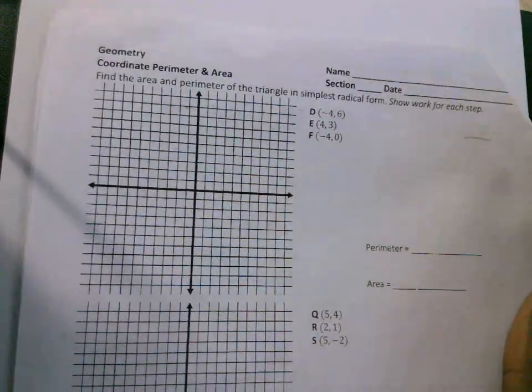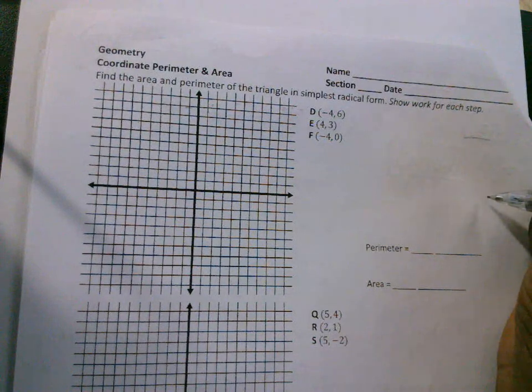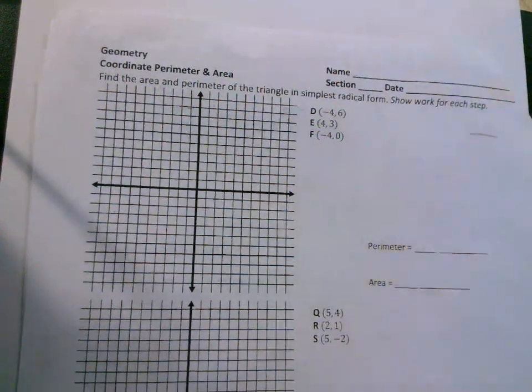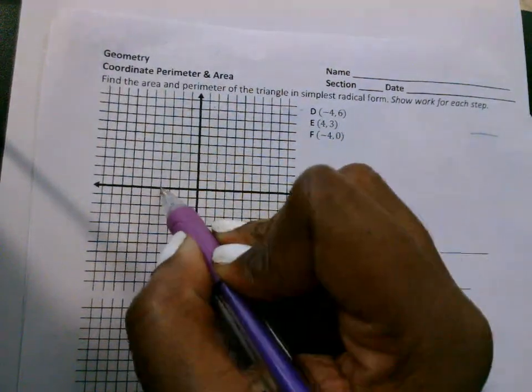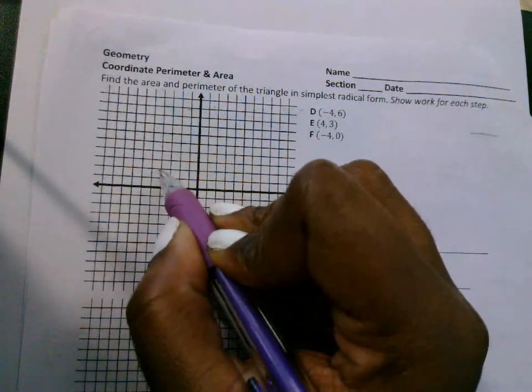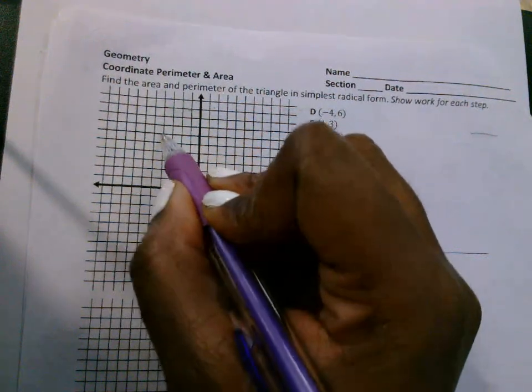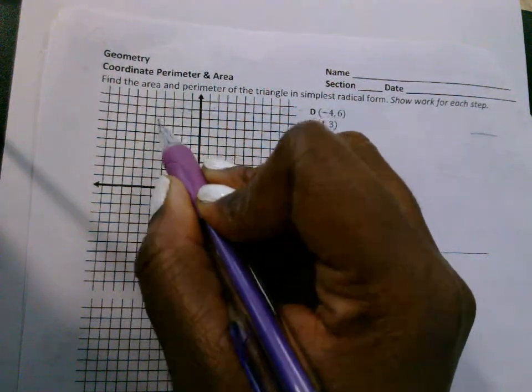So first thing you do is graph the ordered pairs. -4, 1, 2, 3, 4 on the x. +6 is up. 1, 2, 3, 4, 5, 6 on the y. This is D.